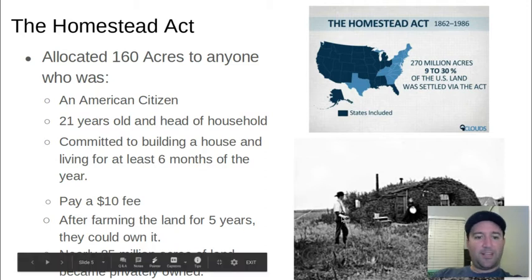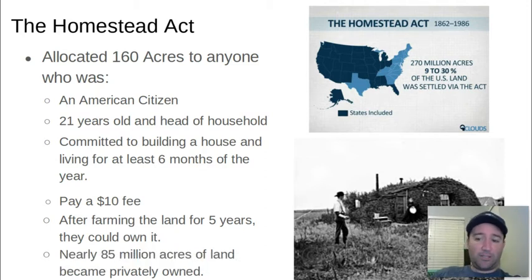I'm not that old. Nearly 85 million acres of land ended up becoming privately owned through this program. 270 million acres altogether were settled. That's roughly somewhere between 9 to 30% of U.S. lands settled by this act. So you can see how much of an impact it had in transforming America. It helped push more people westward, and in doing so, it also transformed things in other ways.